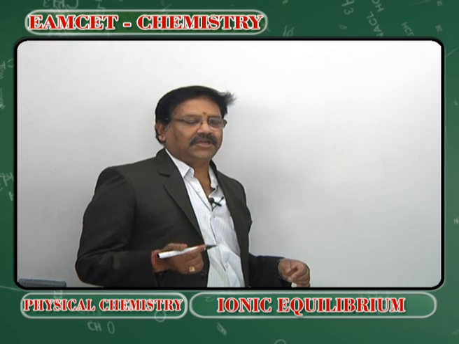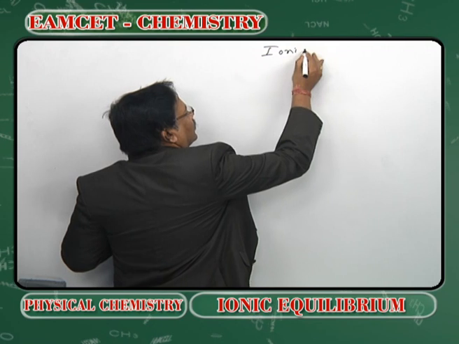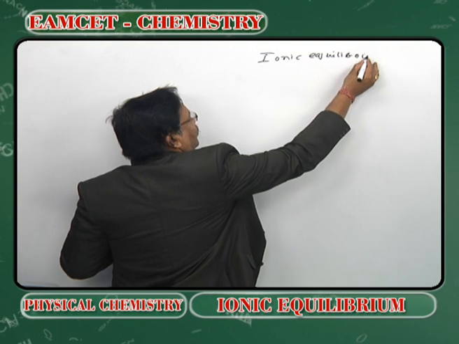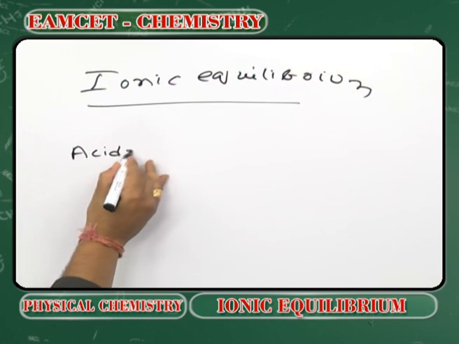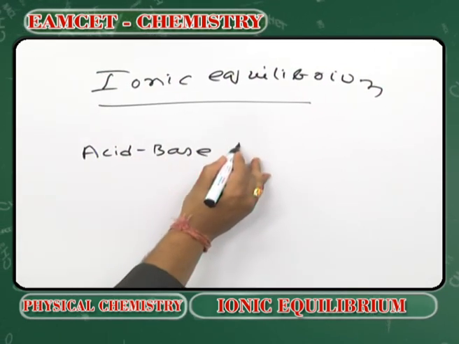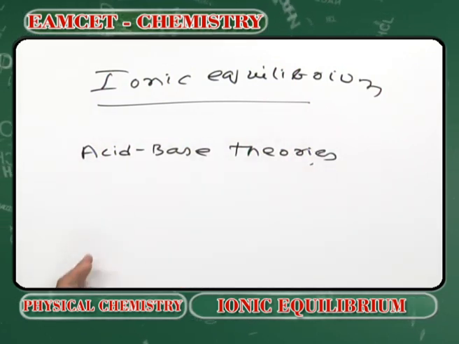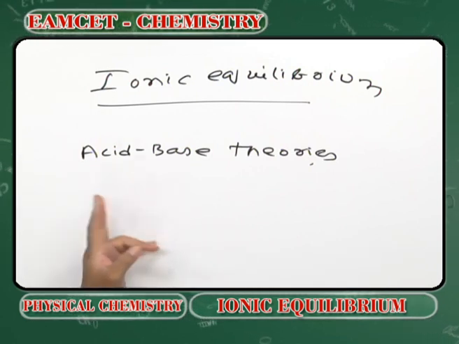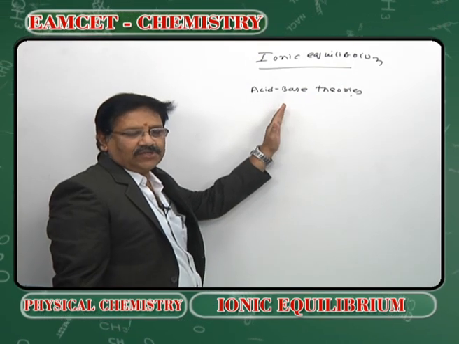Welcome to today's class. Today we shall deal with ionic equilibrium. In ionic equilibrium, the important topics are acid-base theories. What are the acid-base theories? We have Bronsted theory and Lewis theory. So we can expect theoretical questions from the Bronsted theory and the Lewis acid theory also.